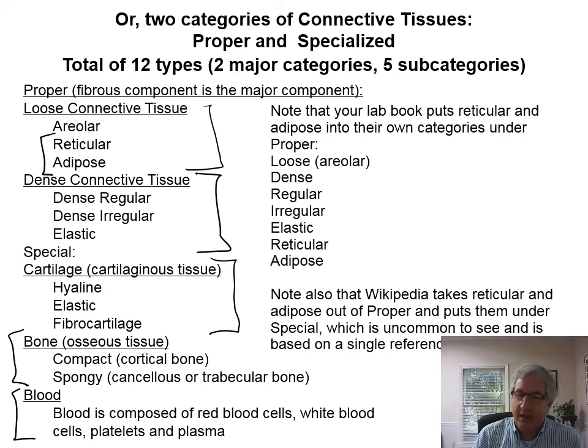Proper and specialized or special are not that useful categories. You also see the book versus Wikipedia, and they put them under the category special. The book puts reticular and adipose into a different category under proper. So it's just kind of a mess. Depending on which reference you look at, it may have different categories. So don't get freaked out if you see different tissues put in different categories. Just remember there's these 5 categories. The easiest way to remember: loose connective, dense connective, and then cartilage, bone, and blood. So, next slide.